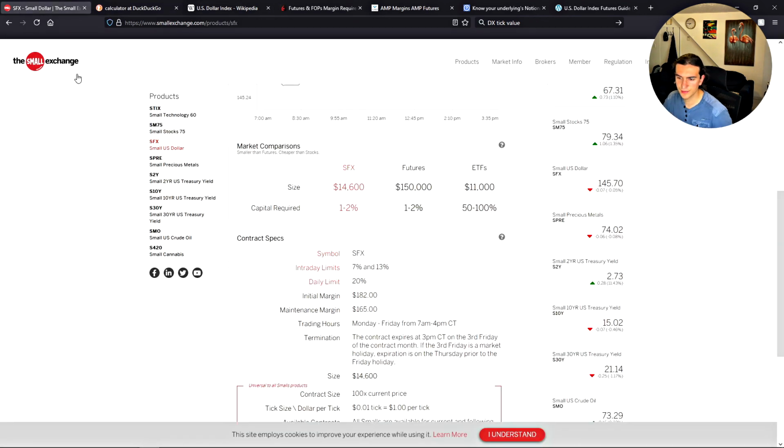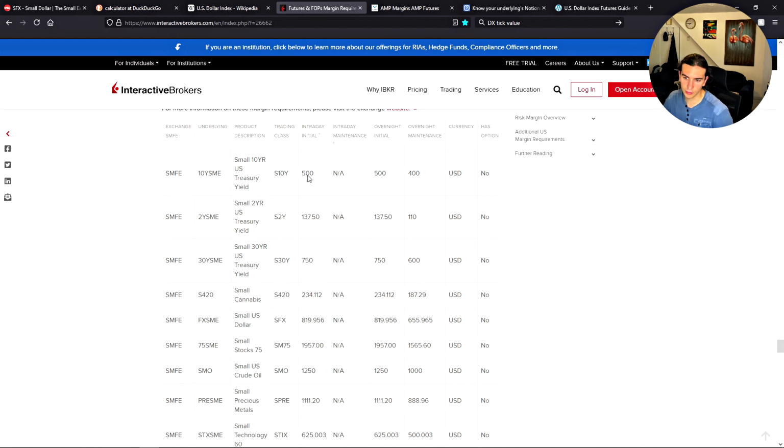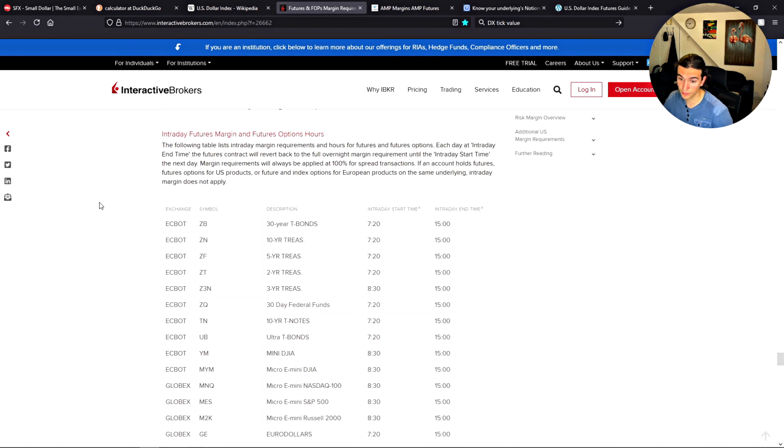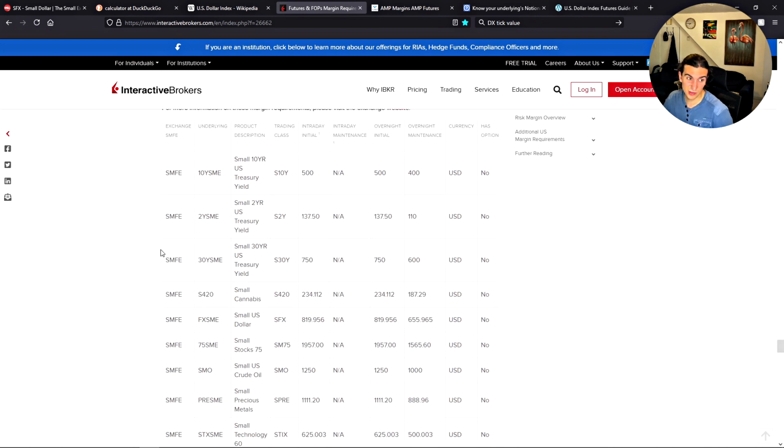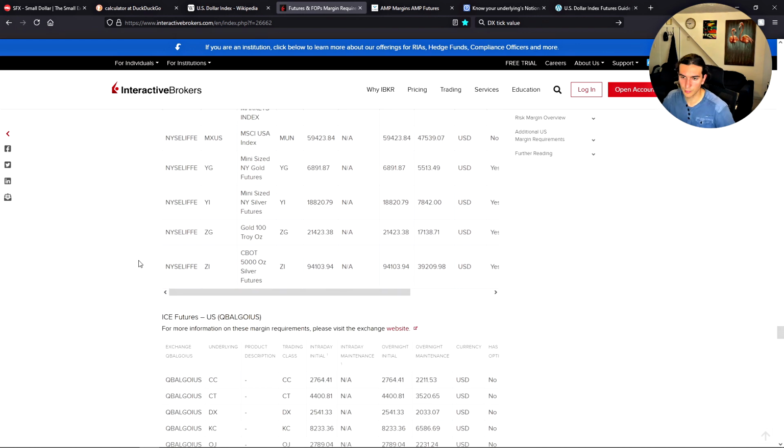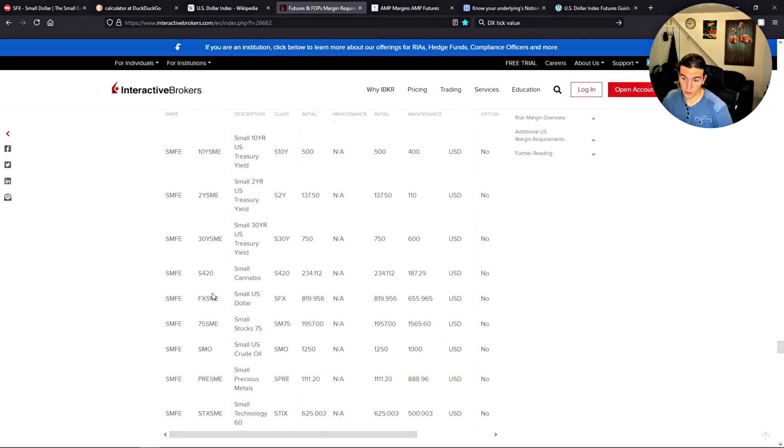All right, let's talk margins very briefly. So small US dollars, you can see the exchange margin here is $182. Now, some brokers have higher margins. I always look at Interactive Brokers because they have some of the highest margins for futures out there. I'll be honest with you guys, if you did want to trade this product, I'm not sure if I would do it through Interactive Brokers because their margins are a lot higher than other brokers. So take a look at that.